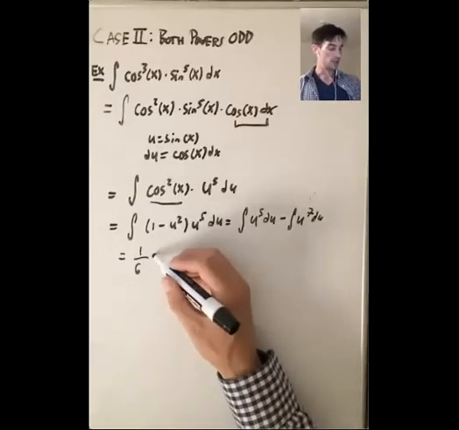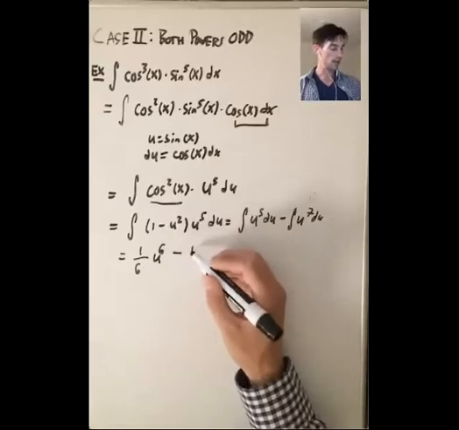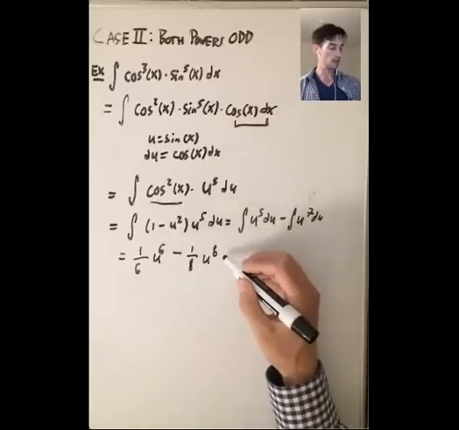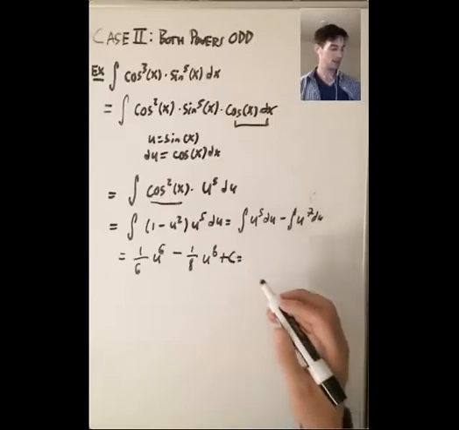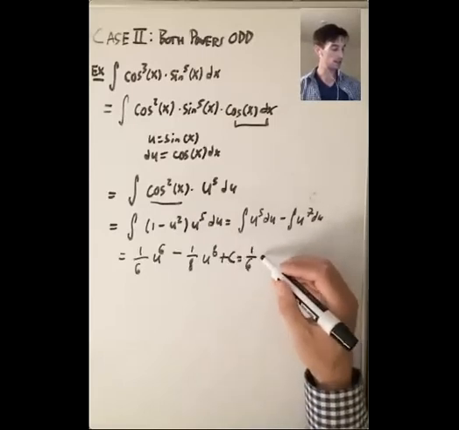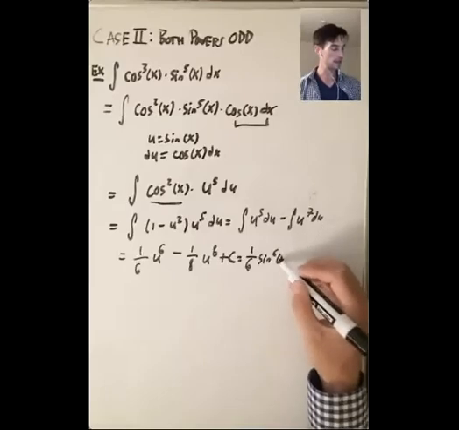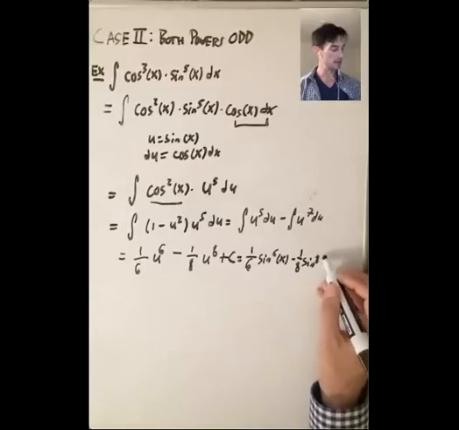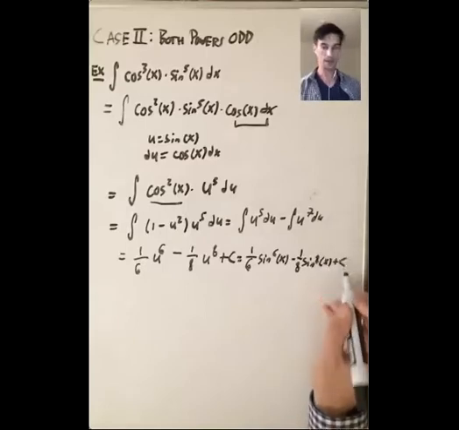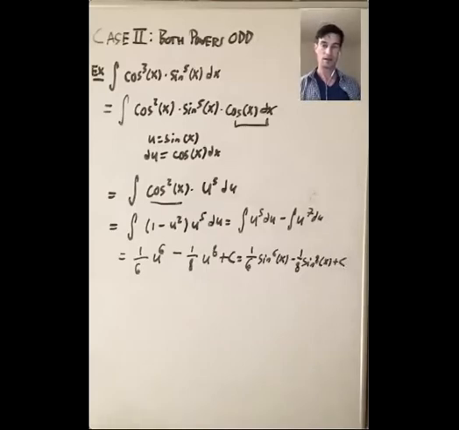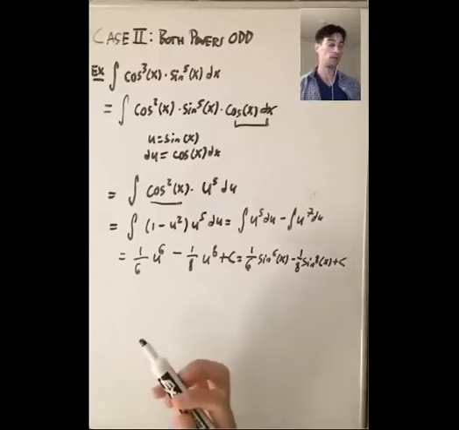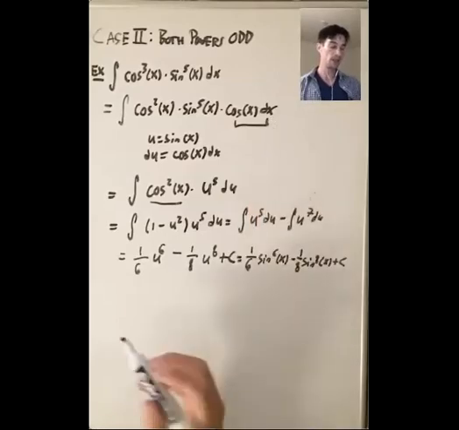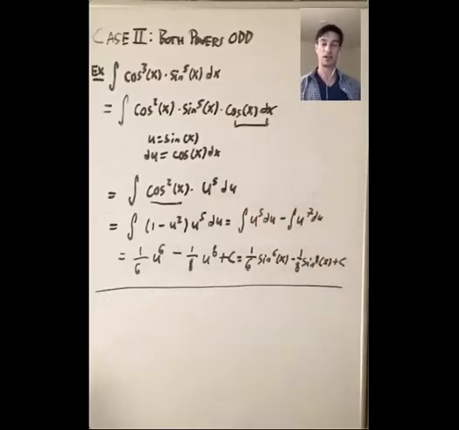And this gives us 1/6 u to the sixth minus 1/8 u to the eighth plus c. And you can now substitute back in: 1/6 sine to the sixth x minus 1/8 sine to the eighth x plus c. OK, it's just like the last case. You take one sine or cosine from an odd power and put it together with the dx. But what's different here is both sine and cosine are being raised to an odd power.